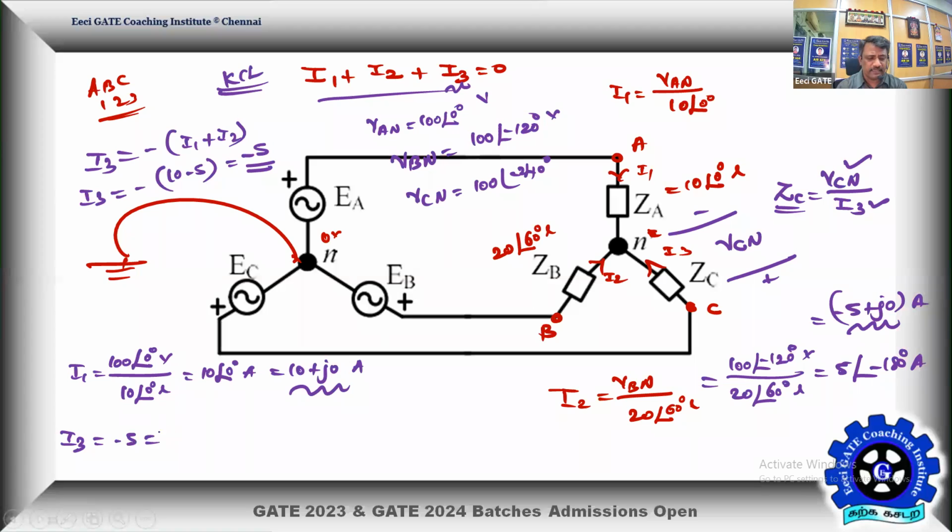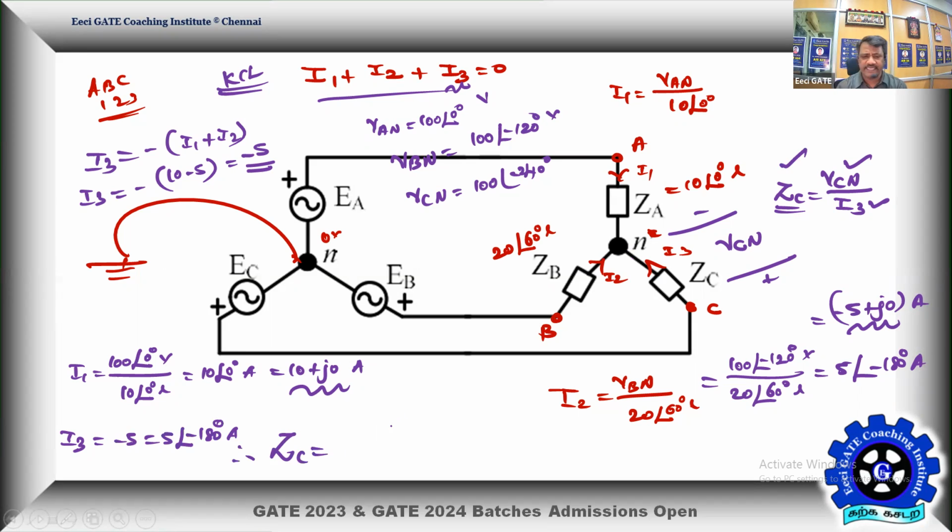It is nothing but minus 5, meaning 5 at an angle minus 180 degree amps will be the current. Usually, minus means it is going to exist in the opposite direction. Instead of C to N, it is existing from N to C. But fine, we already defined ZC, so we will go for that. Therefore ZC is equal to, what is that?